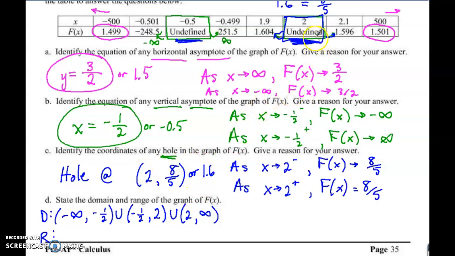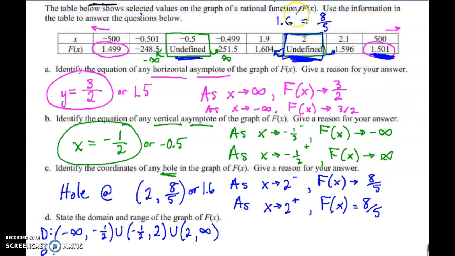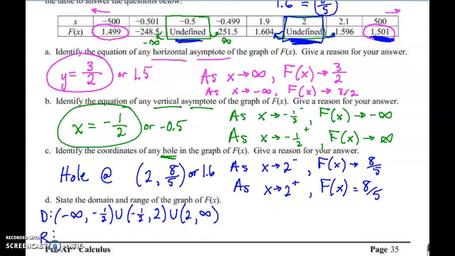Which occurs first? The 3 halves, the 1.5, or the 1.6 that you cannot actually see? Well, if you think about it, 1.6 is definitely bigger than 1.5, so 3 halves happens first. So negative infinity to 3/2. And if you change any of these to decimals, you'll be fine. You'll get full credit. 3/2 to 8/5. And then from 8/5 to infinity.